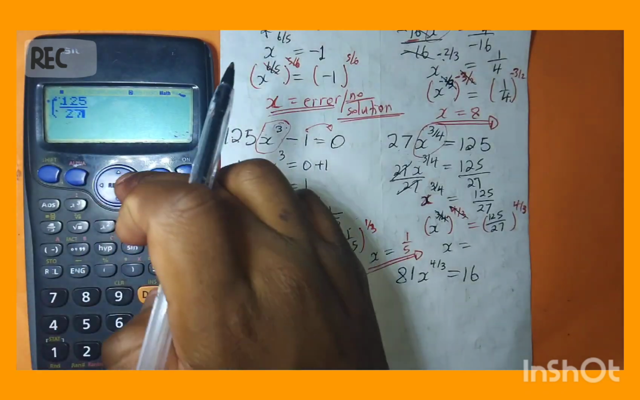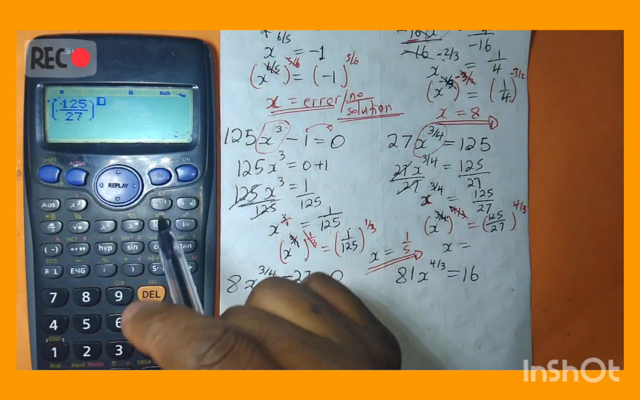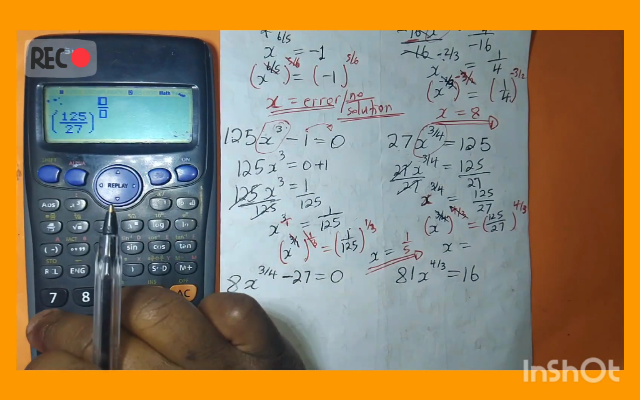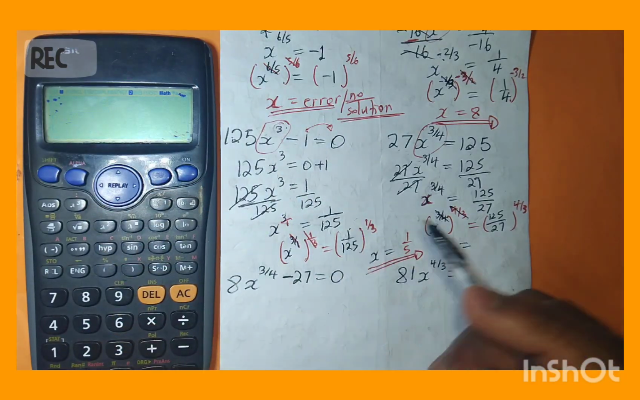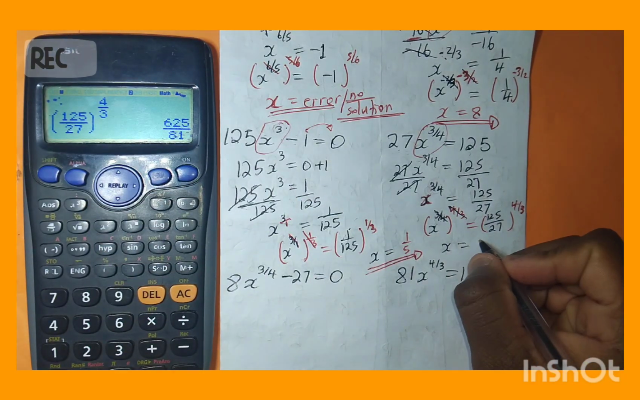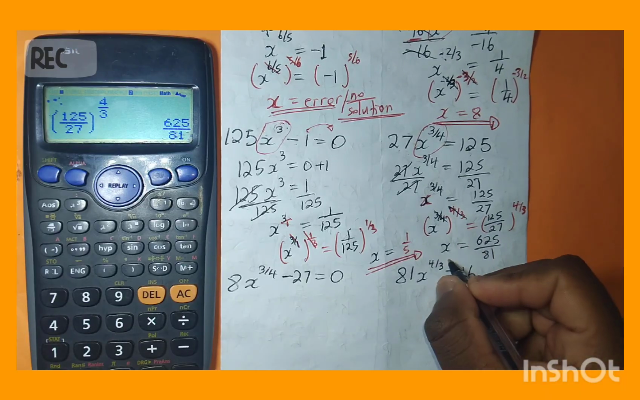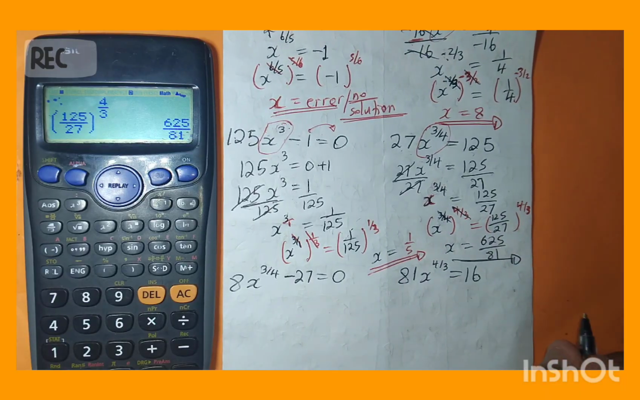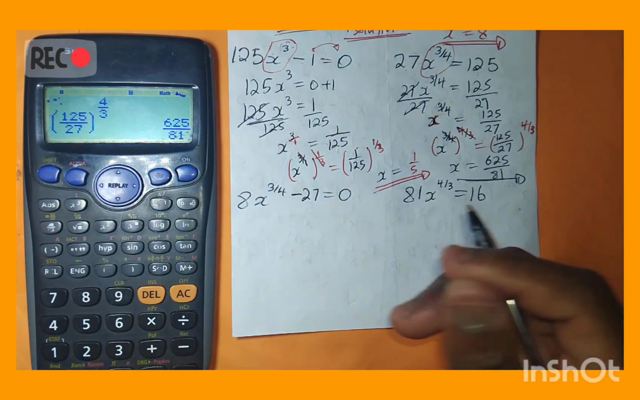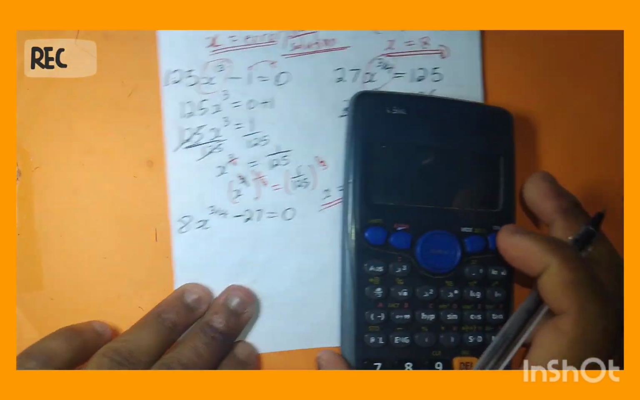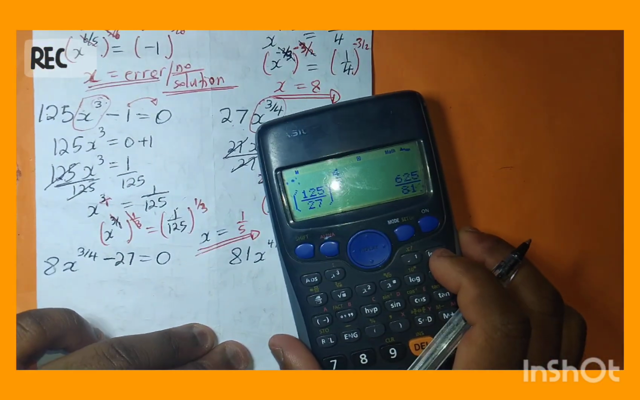All of this I can just do with my calculator. Divide by this exponent fraction, which is 4 over 3. Simul says that there I will get that bigger number, which is 625 divided by what? 81 as your final answer. Do you see? Yeah. So this question, guys, is straightforward. What about this one?